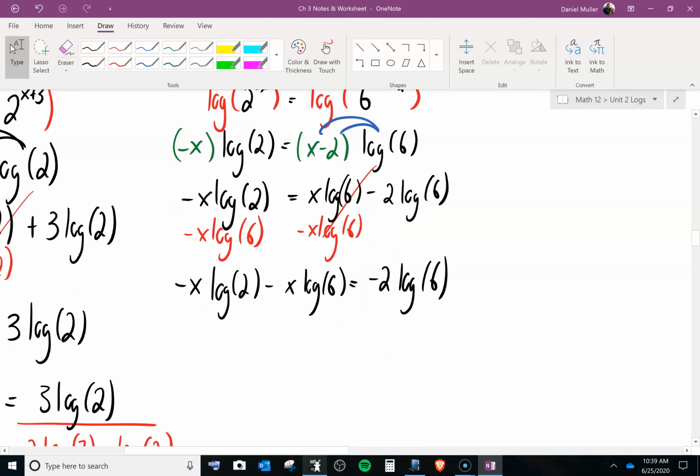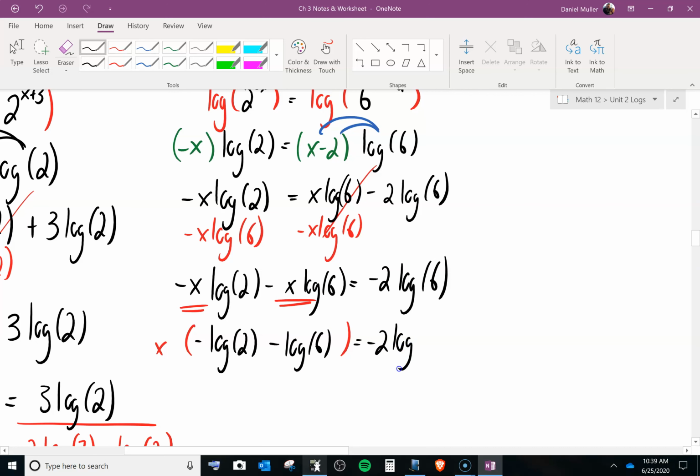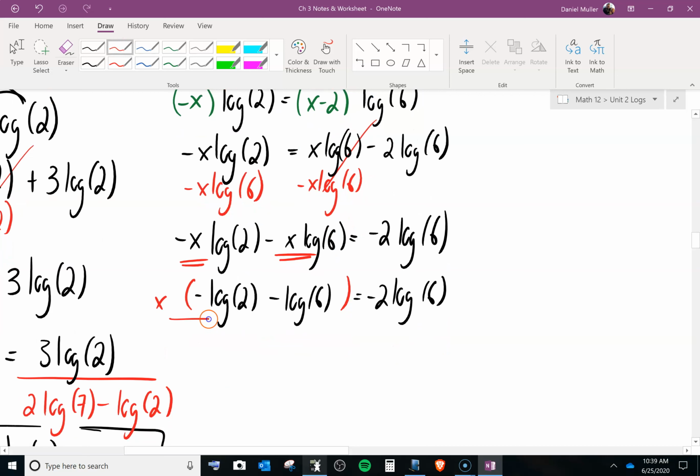And then once you have your x on the same side, this question is identical to the previous one in terms of the steps. You can just take out a positive x. And I'm left with a negative log 2 and a negative log 6. Again, that is just a number. And I don't know what the number is. We could put it in a calculator, but I don't really care.